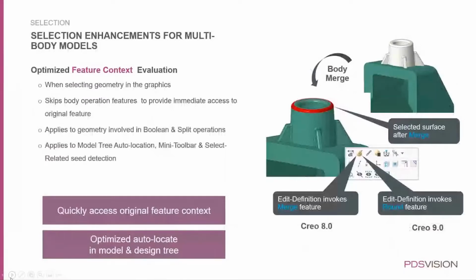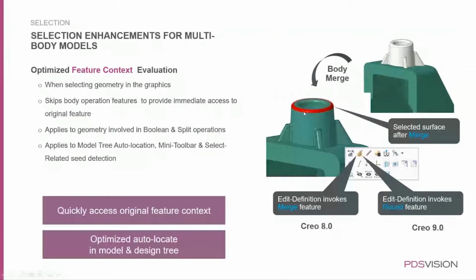Since Creo 7 we now have multi-bodies, and sometimes it's a bit challenging to find out how I should select if I want to edit some part of the geometry. An idea is that if you have this white geometry on top of this green one, these are two different bodies, and you merge them together, and then you try to edit the value of this fillet.